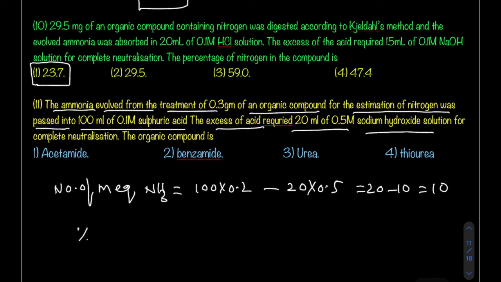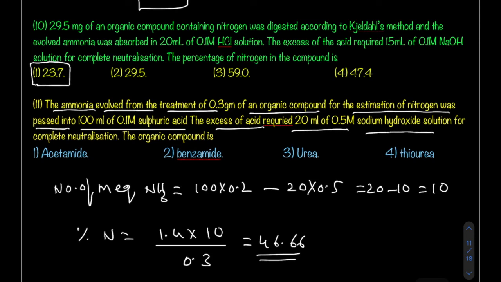Are you getting my point? So from here we can find the percentage of nitrogen is equal to 1.4 into number of milli equivalents of ammonia whole divided by weight of the organic compound, that is 0.3 grams. So overall percentage will be 46.66%. Up to here, this is the percentage of nitrogen. But the question is about the organic compound.